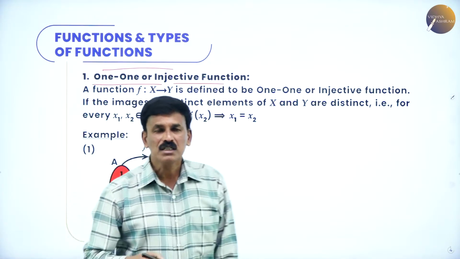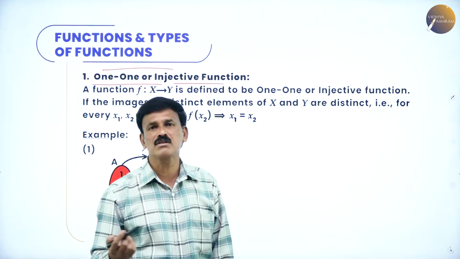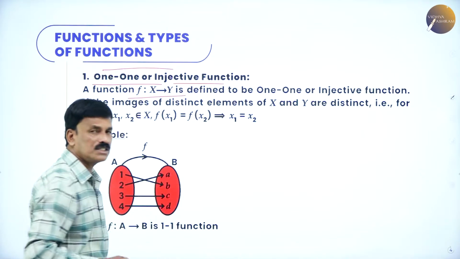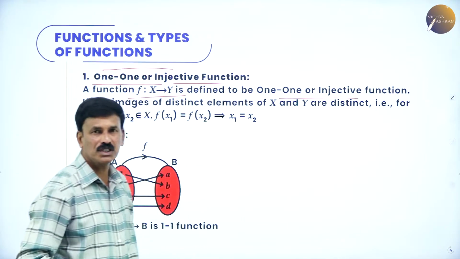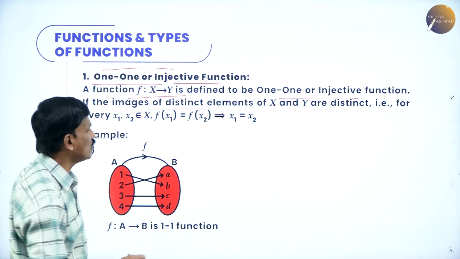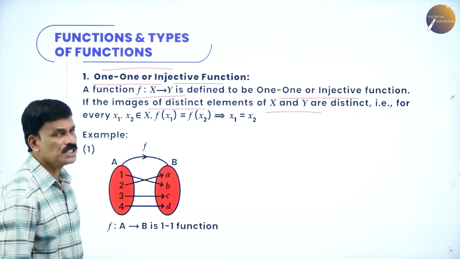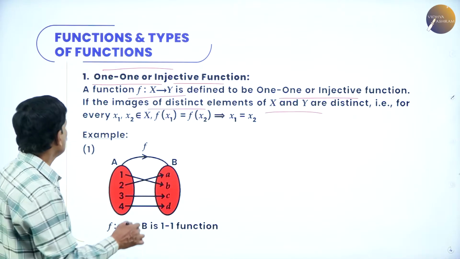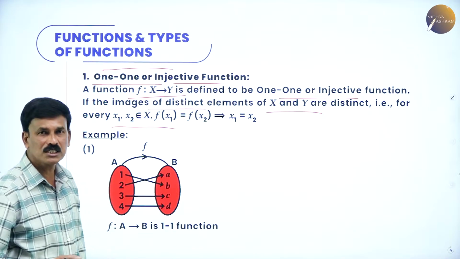You might have studied that a function f of x is said to be one-one if f of x1 is equal to f of x2 implies x1 is equal to x2. Now, let me define how we are going to define a function f from X to Y. A function f from X to Y is said to be a one-one function, or injective function, if the images of distinct elements of X in Y are distinct. That is, for every x1, x2 belongs to X, if f of x1 is equal to f of x2 implies x1 is equal to x2.